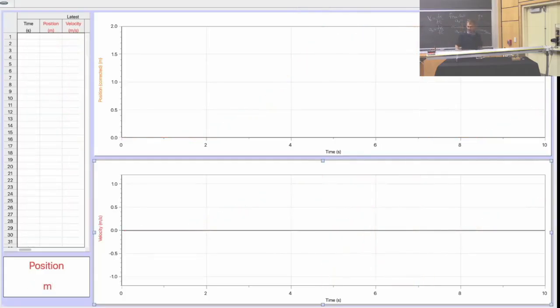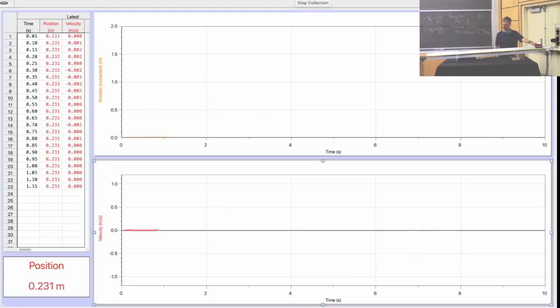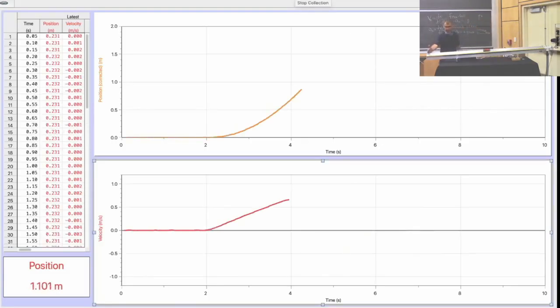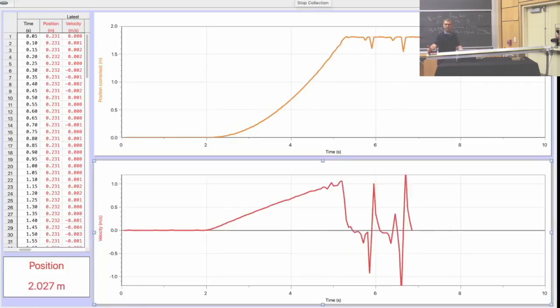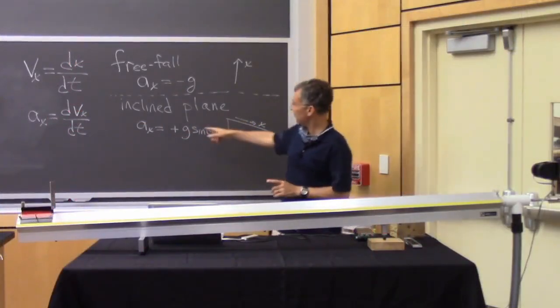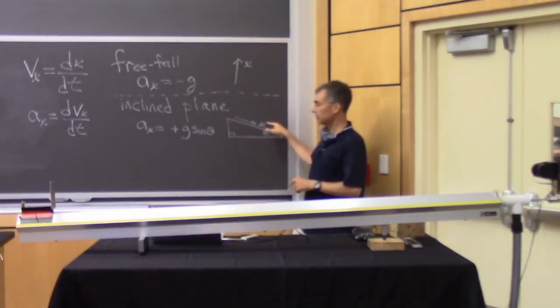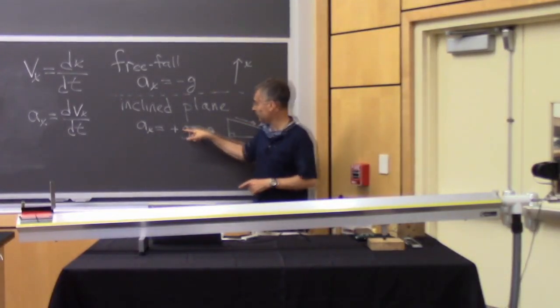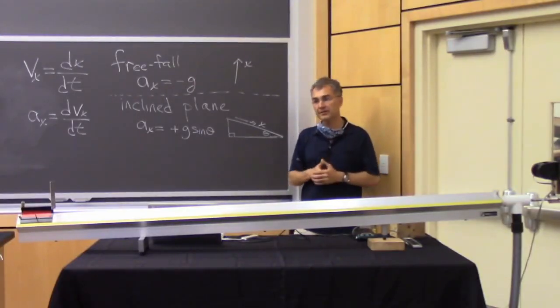We have things set up such that this is x equals 0, and then we get down to the bottom end of the track, which is approximately x equals plus 2 meters. We're making graphs of the position versus time and the velocity versus time. Our acceleration, a sub x, is positive in the downhill direction. X points downhill, so a sub x is plus g sine theta. If we made theta bigger, the acceleration would be bigger.